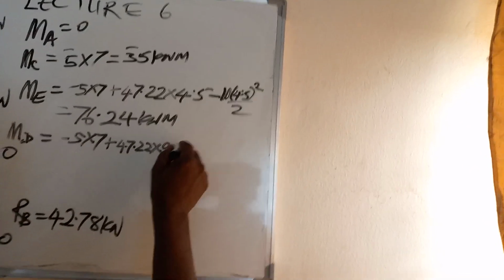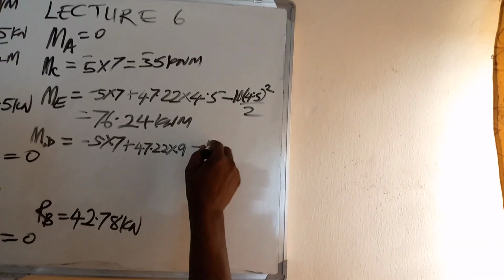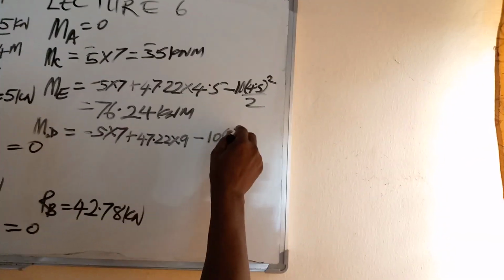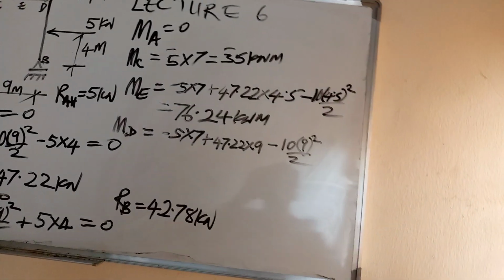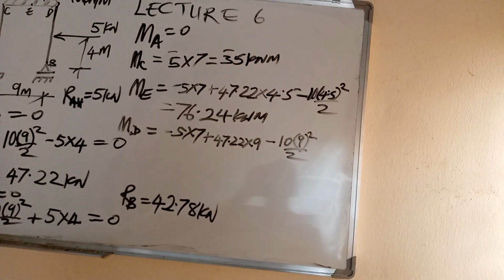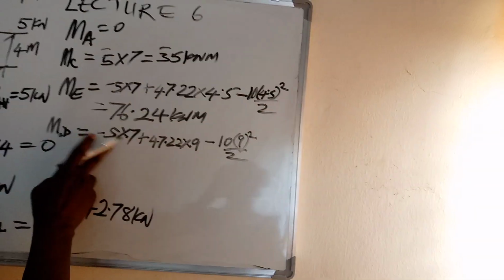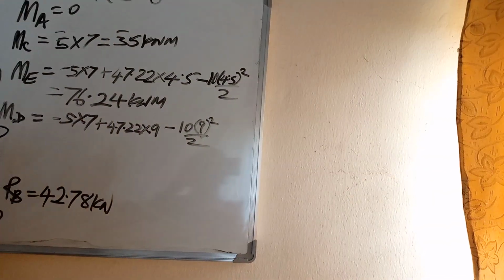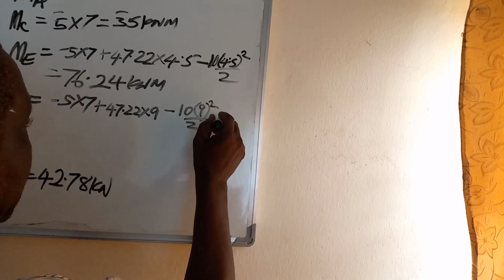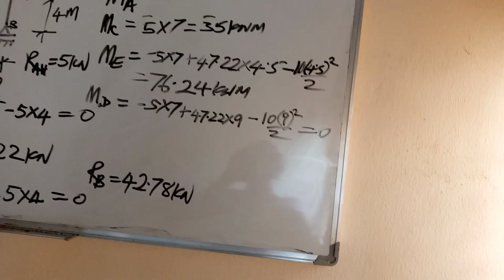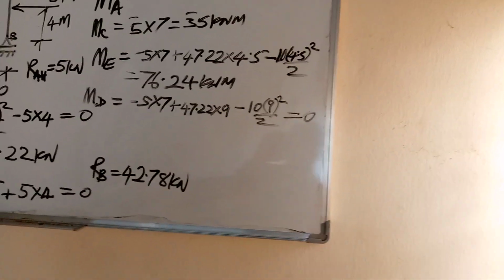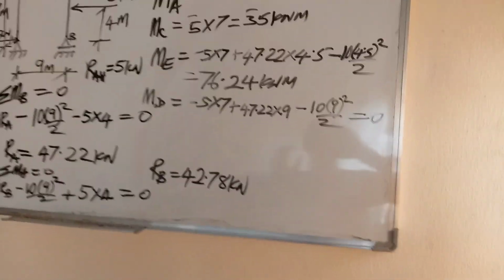Then minus the load. The load now is 10 times 9 squared over 2. And that gave me 0. So the moment at D is equal to 0.